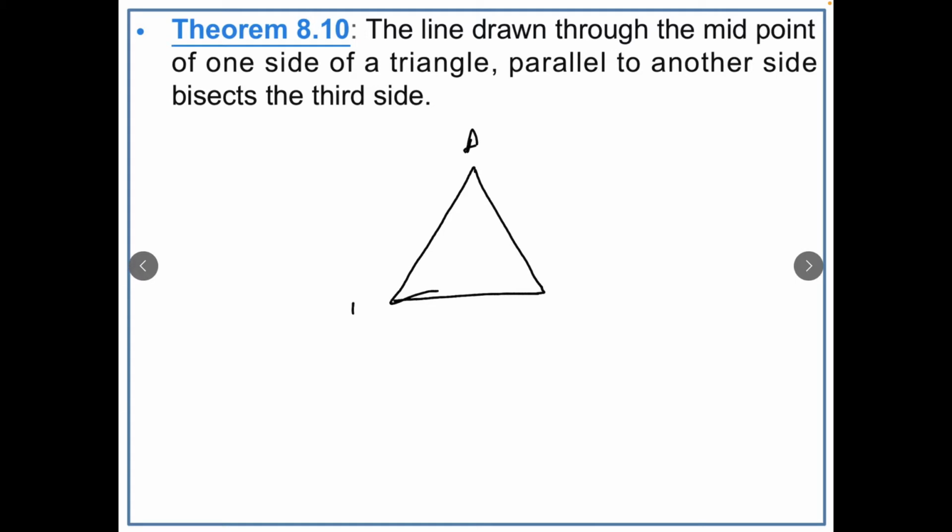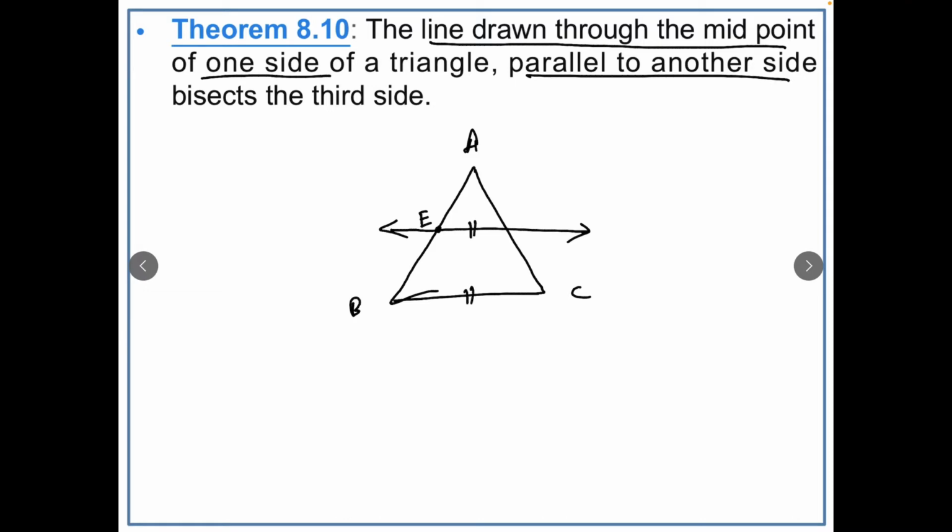Okay, let's name it A, B and C here. So it's saying the line drawn through the midpoint of one side. That means we are taking, let's say, the side AB and its midpoint is the point E here. So we will draw a line to the midpoint of one side, and this line has to be parallel to the another side. So this line is parallel to the another side BC.